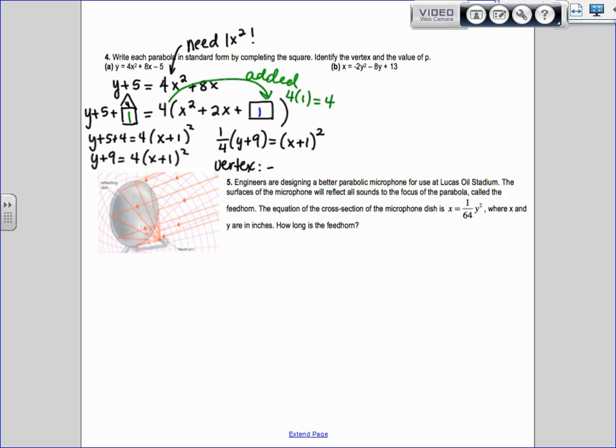Yep, -1, -9. And then here's where it gets weird. Your 4p is equal to 1/4. So what's p? It is 1 over 16. You just know that because I told you already, don't you? You're just remembering. No. Didn't I tell you before we started? Your p is going to be 1 over 16.